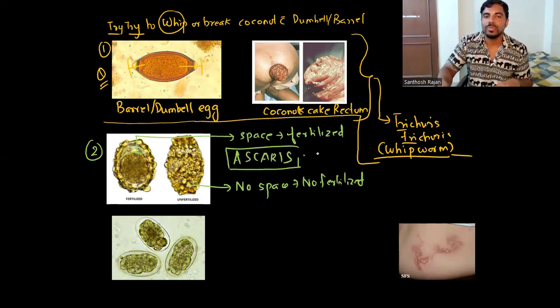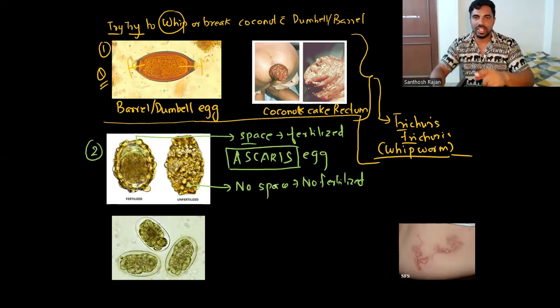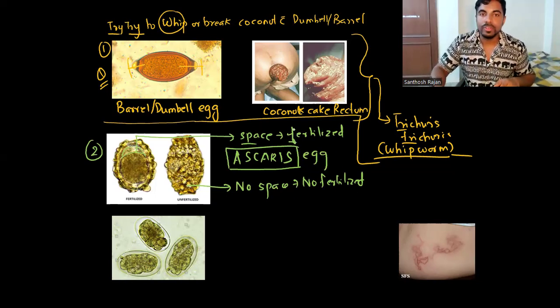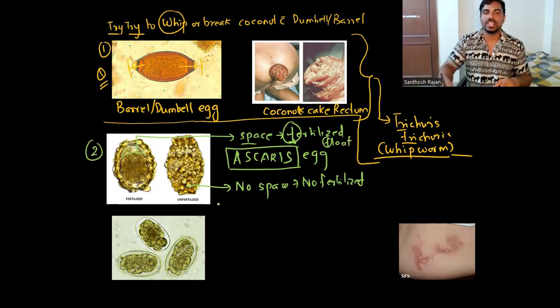Ascaris egg: if there's a space, then it is fertilized; no space, not fertilized. And remember that fertilized eggs will float also. That is easy to remember. Fertilized eggs will float, but non-fertilized will not float. F: fertilized, float, with space. Ascaris egg. You can have a question there. Got it? Right. Next.